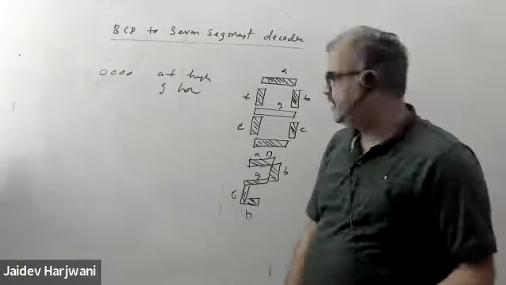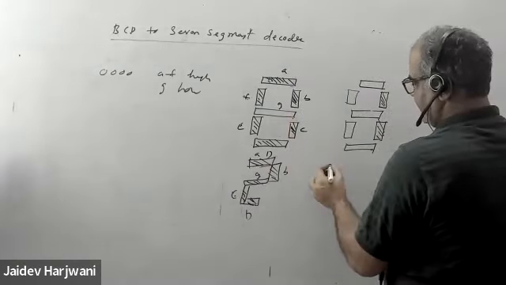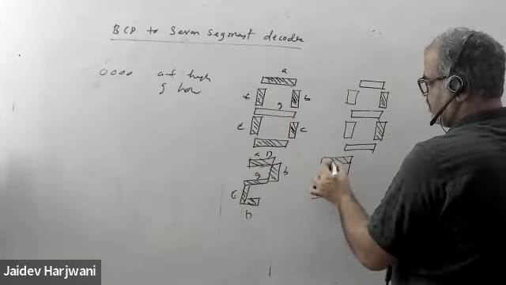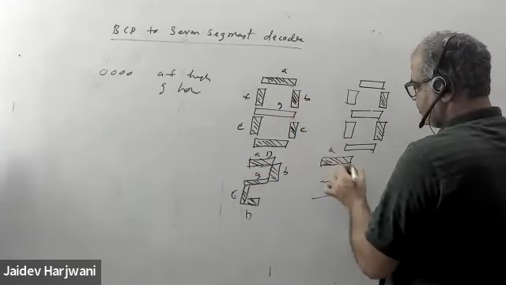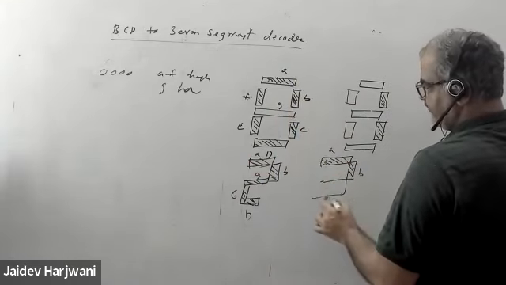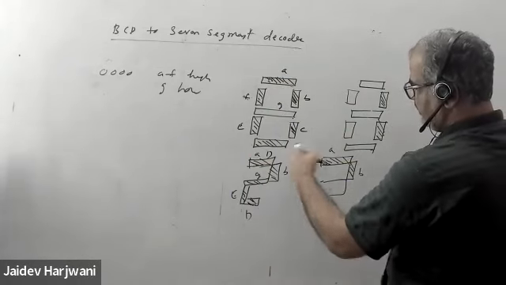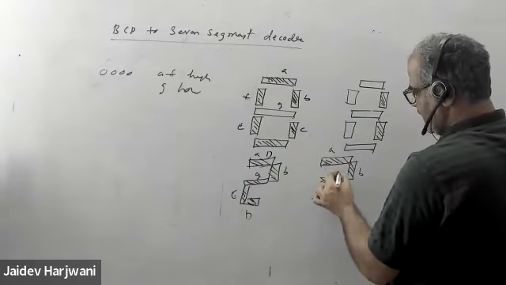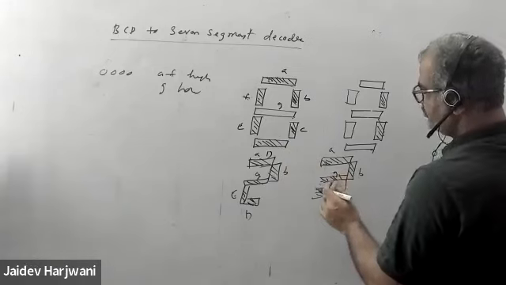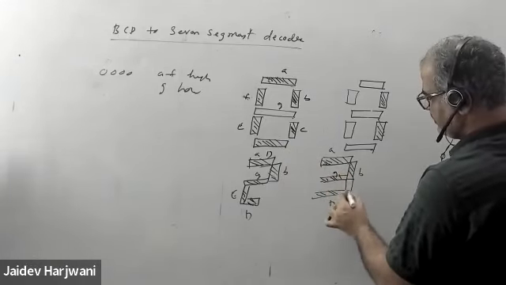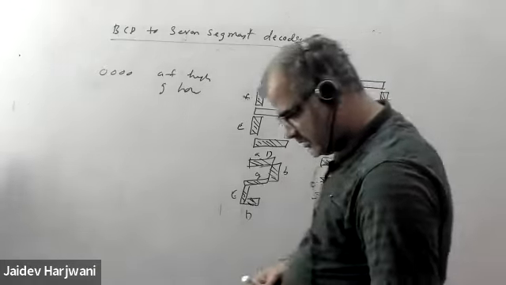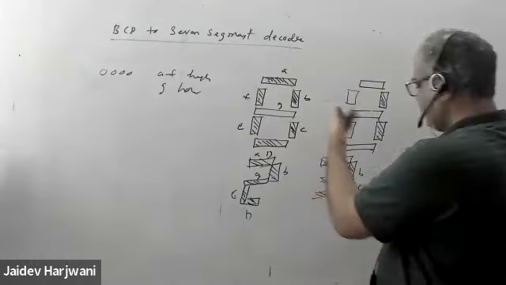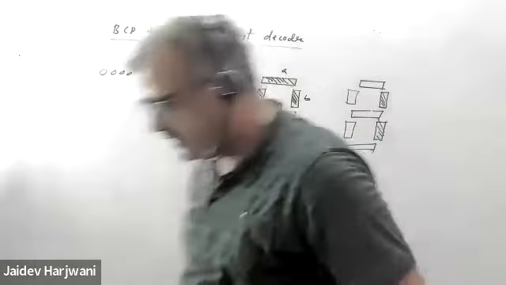Similarly, you can make 3 and 4. If you want to make 3, it should be like this. A should be high. Now I'm not drawing all the things, you understand what I'm doing. B should be high, and then C, D should be high, G should be high. So for 3, your A, B, C, D, and G should be high, so it will make 3. Now we have to understand this in terms of a truth table.